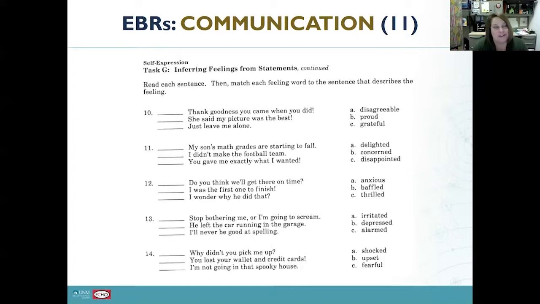Can you count to 5 as if you're happy? 1, 2, 3, 4, 5. Or you can be surprised. 1, 2, 3, 4, 5. Or you can be angry. 1, 2, 3, 4, 5.